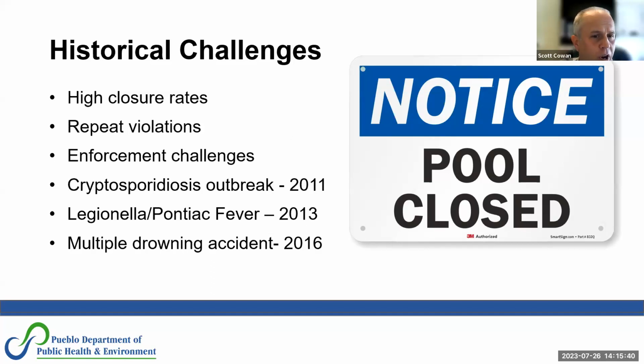So a typical closure for us would involve either sanitizer levels or pH of the water body being out of range. And usually the operators would respond by manually adding chemicals to the pool to temporarily correct those levels. Sometimes this took numerous tries. And then we would go back and we would do inspections. And if we happened to be there at the right time for some of these folks, we would end up reopening the pool. And then on our next routine inspection, which could be several months later, we would end up closing the pool again for the exact same issue.